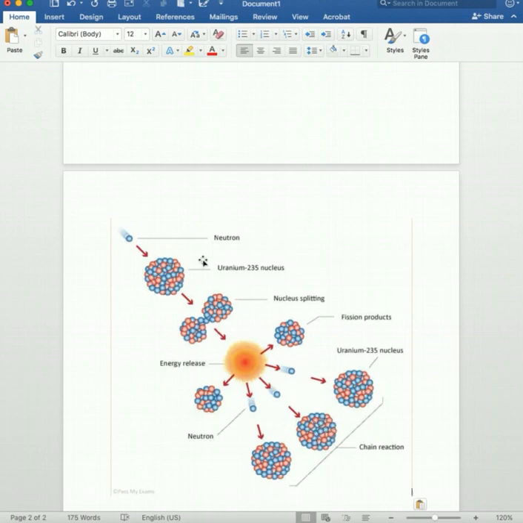So this is a diagram you need to be able to draw. 1 neutron colliding with a uranium nucleus, labeled nucleus, splitting, releasing energy, and 2 more neutrons. The more is important, so we've got 3 neutrons here now. They can then go on to repeat this process. So 1 produces 3, produces 9, and so on. So that's an important diagram for you.